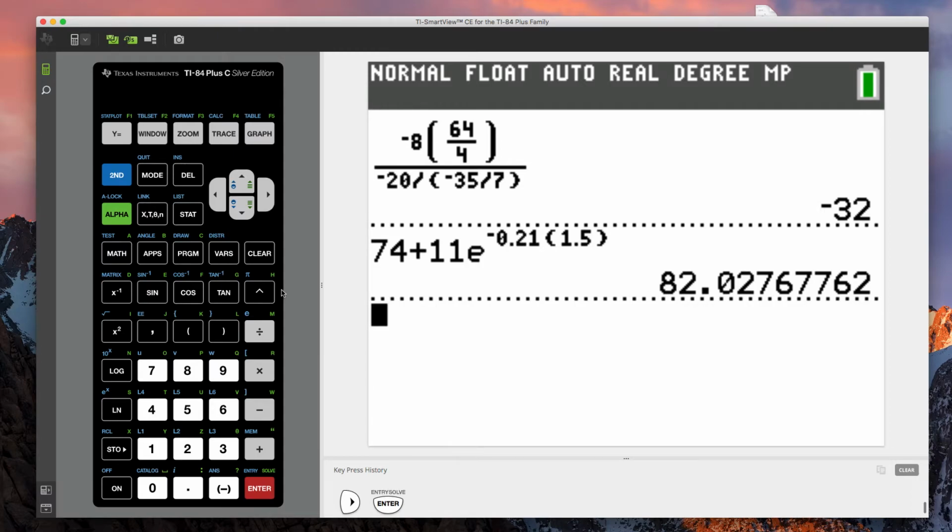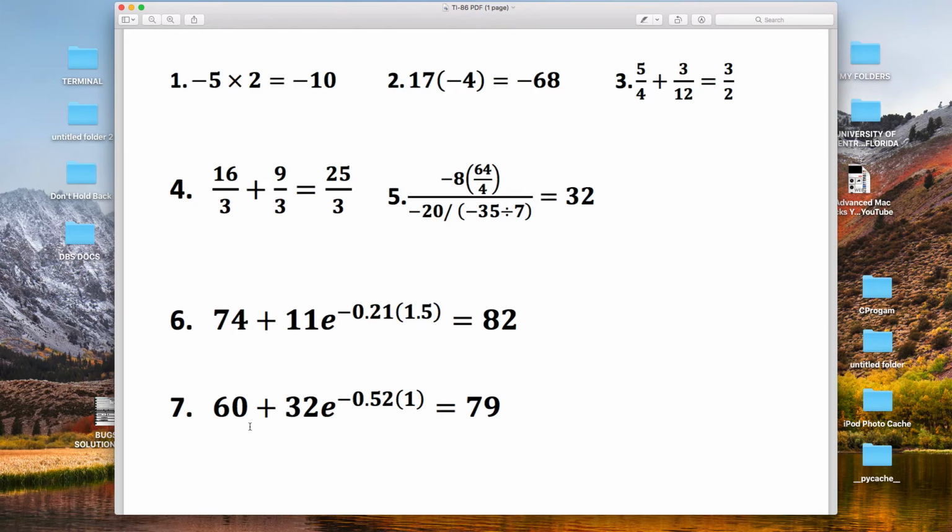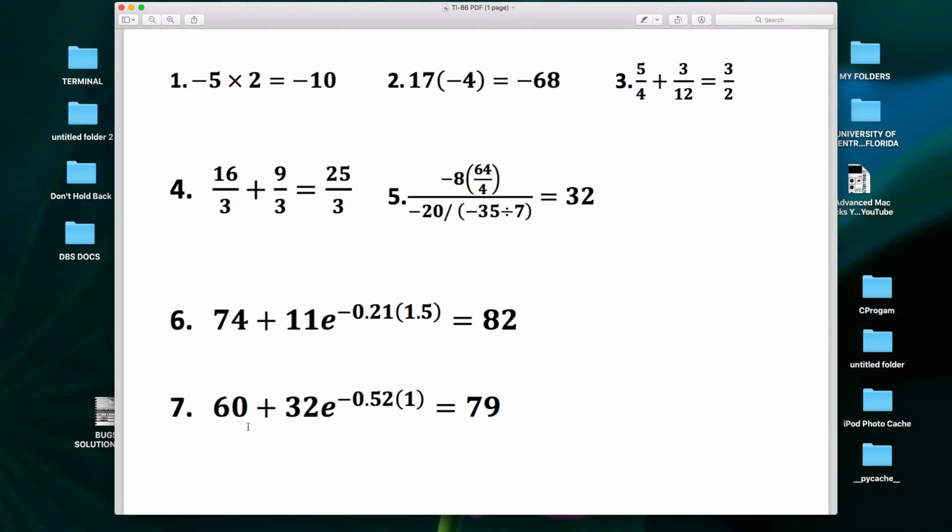And so just for practice, we'll do this last problem, which is part B to this problem right here that was on the PDF that I sent you that we was working on. This is part B. 60 plus 32 times natural log e raised to the negative 0.52 times 1 power is going to give us 79.